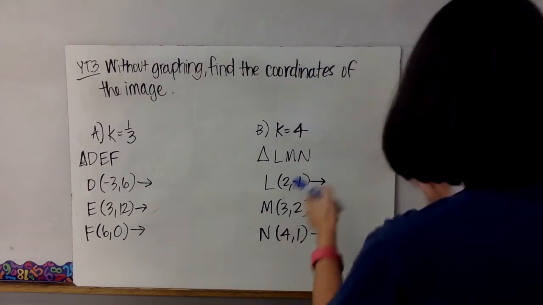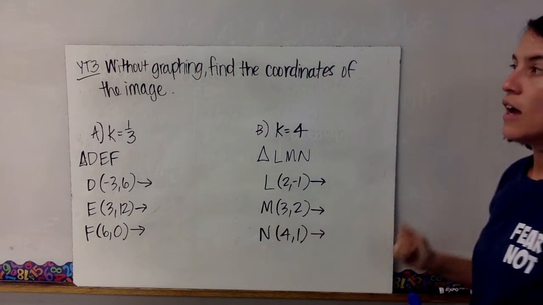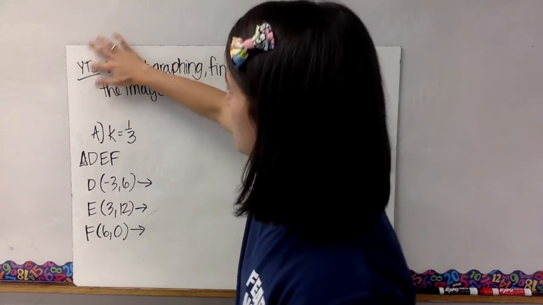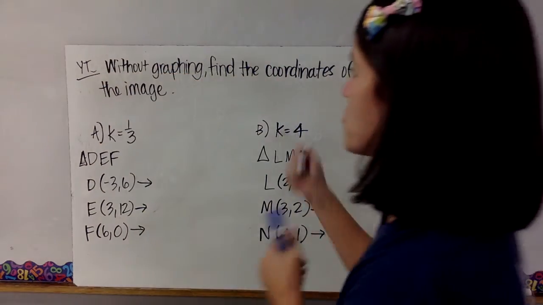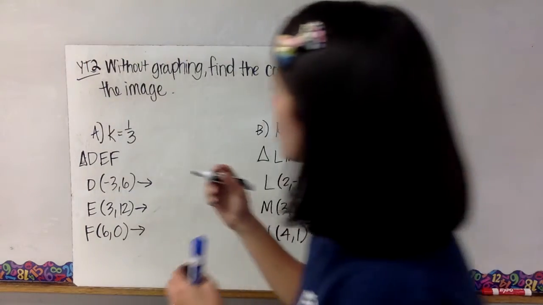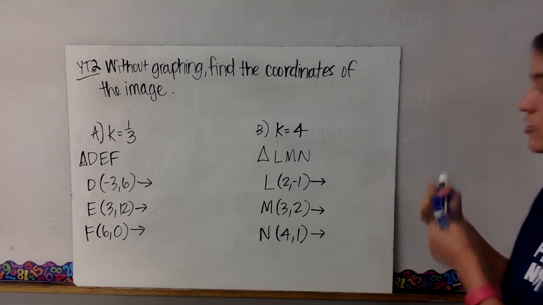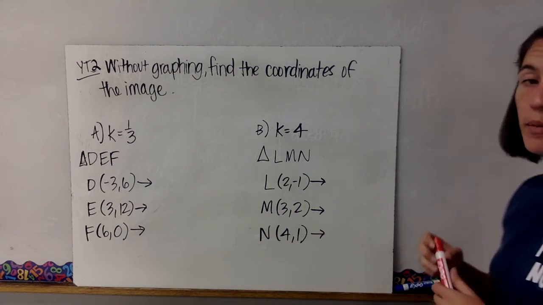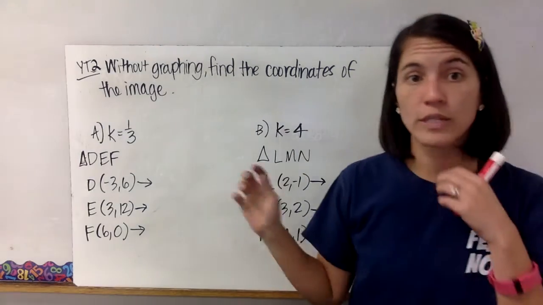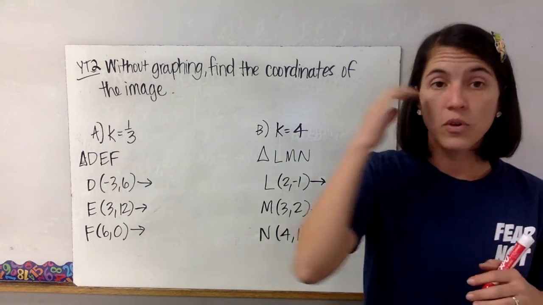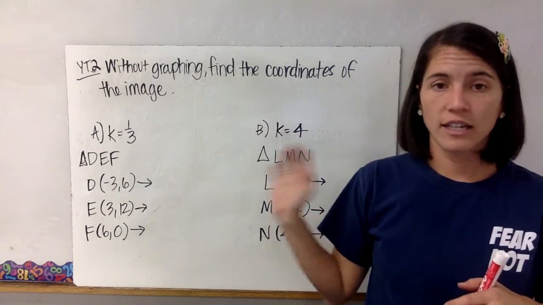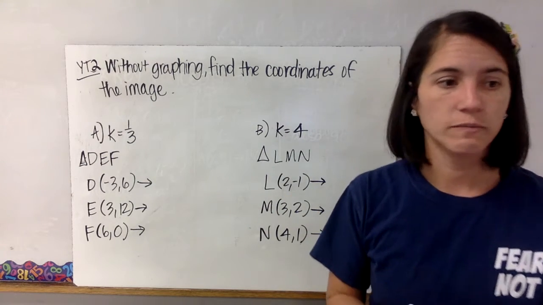All right, copy this down. These are your tries. You try, without graphing, to find the coordinates of the image. So I've given you 2 problems, and I want you to do these on your own. Pause it, time out, find the new coordinates of the dilated figure, and then press play to see the answer.